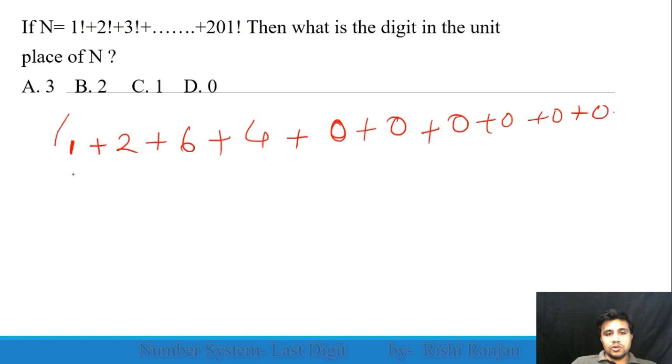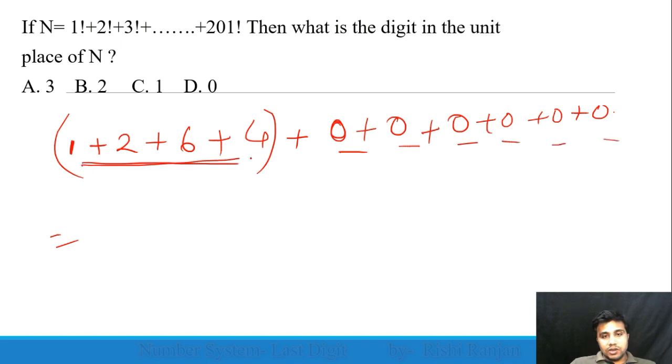Okay. So what you have to do is just add them. This will get you the answer. All the other numbers will have the last digit 0, 0, 0. So you have to add only these 4 and that will get you the answer. So 1 plus 2 is 3, 3 plus 6 is 9, 9 plus 4 is 13. So the last digit is 3.